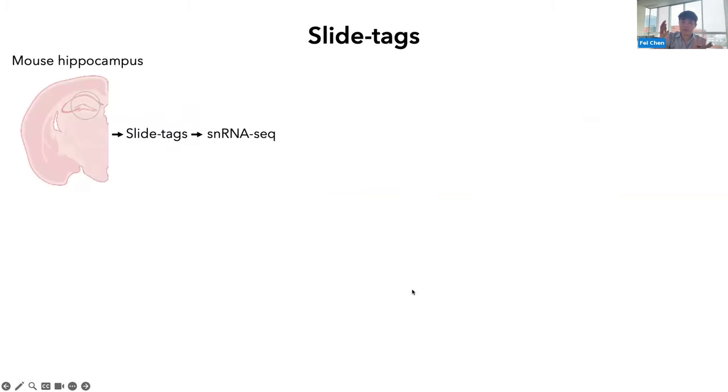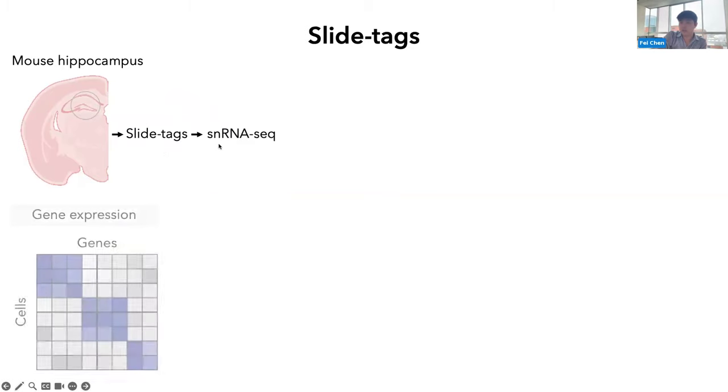And so just to illustrate and benchmark the data, we profiled mouse hippocampus, which has a stereotyped architecture. And also, there's quite a lot of existing data to demonstrate the performance. And so we performed the Slide-tags approach in standard single nucleus RNA-seq.